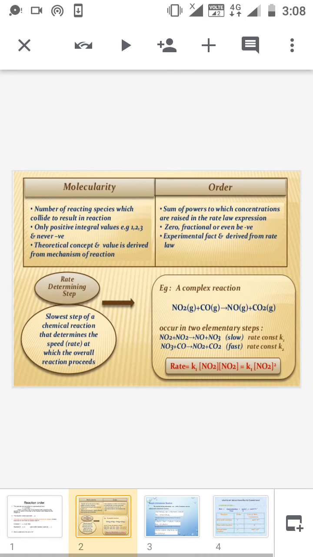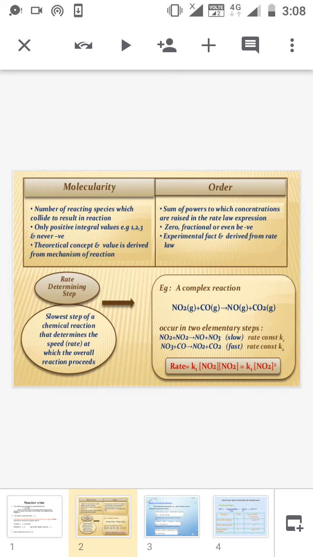Next we are moving on to the molecularity of a chemical reaction. The molecularity of a chemical reaction is the number of molecules entering the particular chemical reaction. As we discussed earlier, if a chemical reaction consists of multiple steps, we have to take only the slowest step and take the number of molecules which enter the slowest step. That will be the molecularity of that particular reaction.